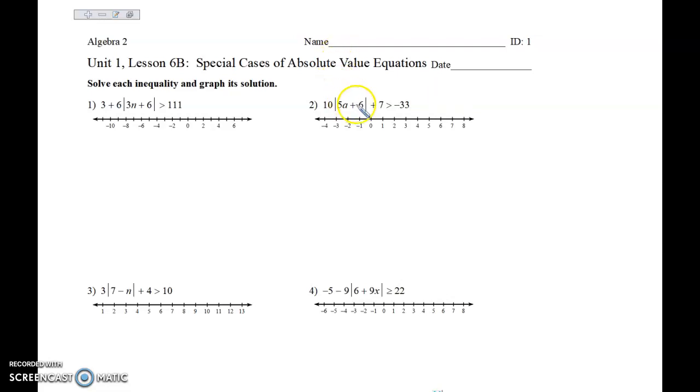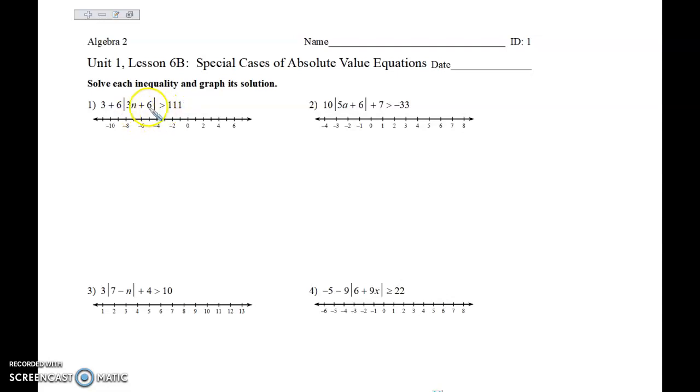All right, so over the last couple of days, you guys have been solving absolute value inequalities. We're going to be looking at some that have special cases. There's a mixture of some that have special cases, and then there's a mixture of some that don't. So as we look through this, you're going to solve these out.